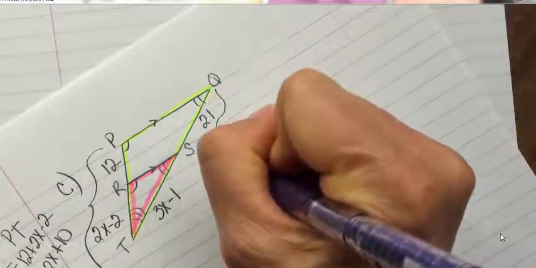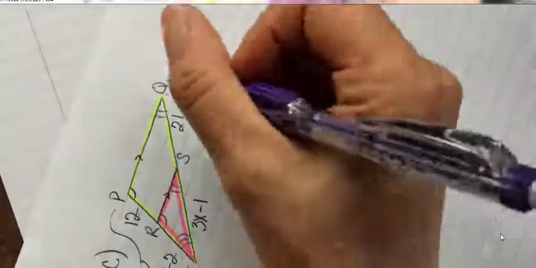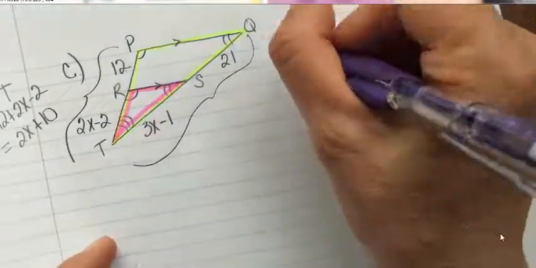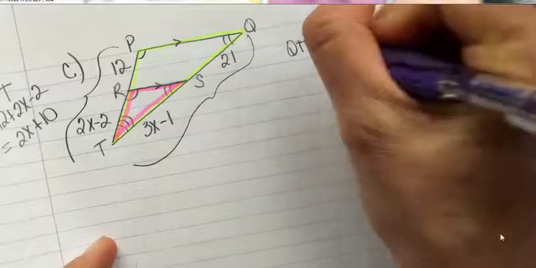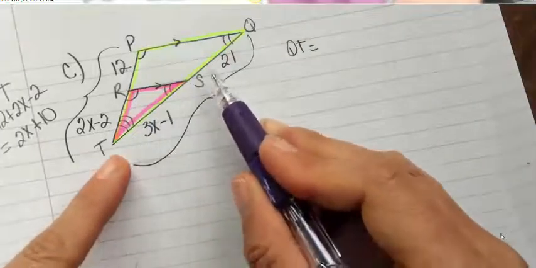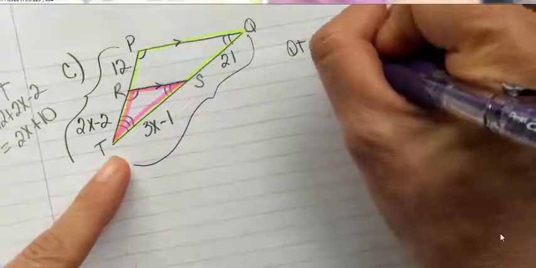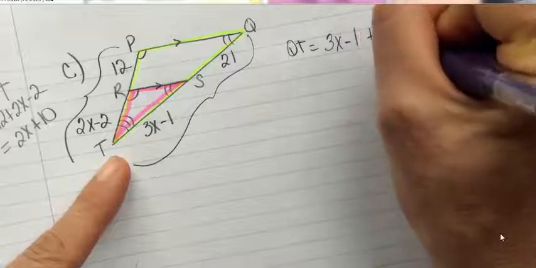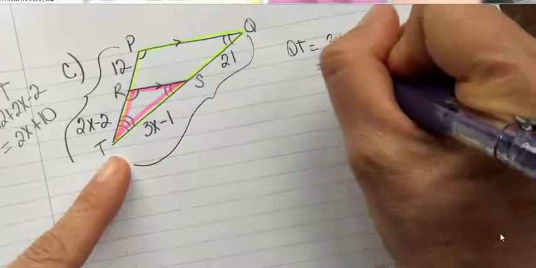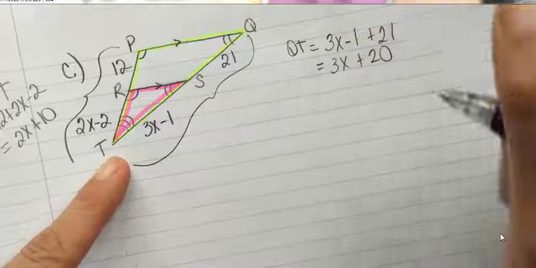And then the length of QT, oh, I didn't do very good with that. Let's try that one more time. I know these are hard to make, the little bracket thingies. Okay, there we go. So for QT, again, it's made up of TS and SQ. So it's 3x minus 1 plus 21. Or in other words, 3x plus 20.